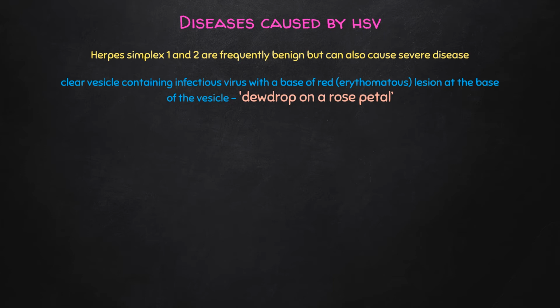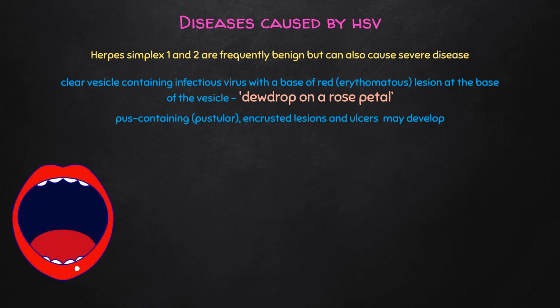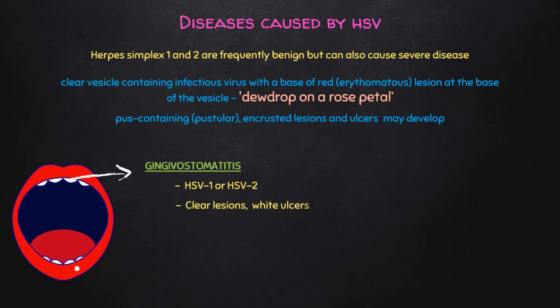From this, pus-containing pustular, encrusted lesions and ulcers may develop. Herpetic gingivostomatitis can be the result of an HSV1 or an HSV2 infection. In primary herpetic gingivostomatitis, the typical clear lesions first develop, followed by ulcers that have a white appearance. The infection, often initially on the lips, spreads to all parts of the mouth and pharynx. Reactivation from the trigeminal ganglion results in what are known as cold sores. The disease is more severe in immunosuppressed people such as AIDS patients.